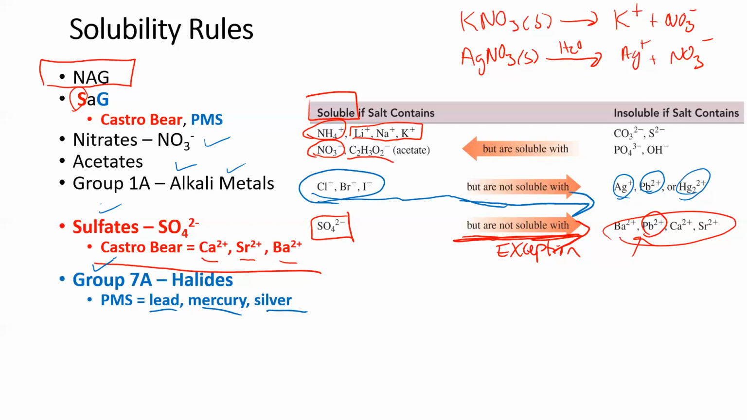How do we know the exceptions? That's easy. We're going to use castrobare PMS. For sulfates, castrobare, if those ions are around, they're insoluble. Calcium, strontium, barium. For group 7A, chloride, bromide, iodide, the halides, they're soluble with the exceptions of PMS, lead, mercury, and silver. I hope that helps you guys determine in your double displacement precipitation reactions which one would be the insoluble salt.